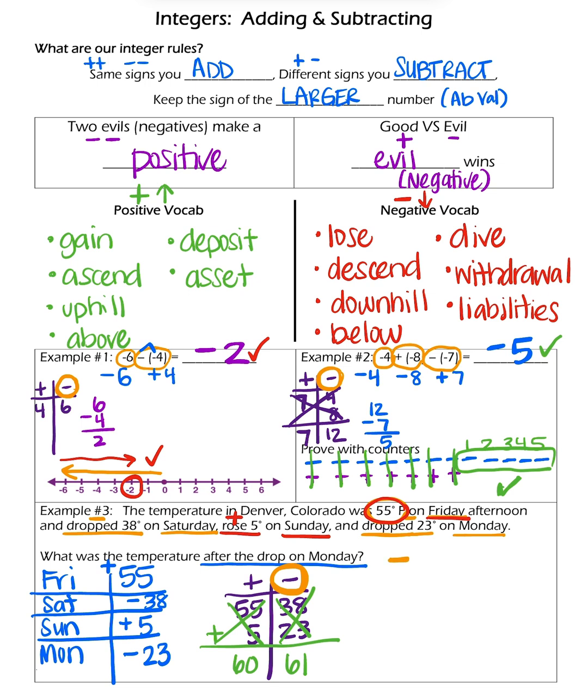And then I have to decide, well, are there different signs? There are different signs. We have some on team positive and some on team negative. So because they're different, we are going to use subtraction. And so I'm going to say, okay, 61 take away 60 leaves one extra player. And remember, that player was on team negative. And so my final answer is -1 degrees. So it's quite cold in Denver, Colorado that Monday, -1 degrees.